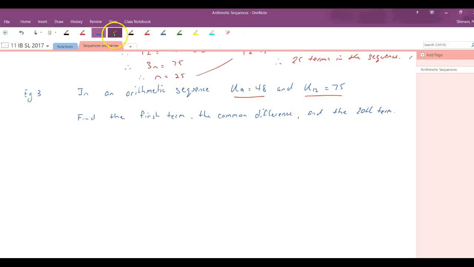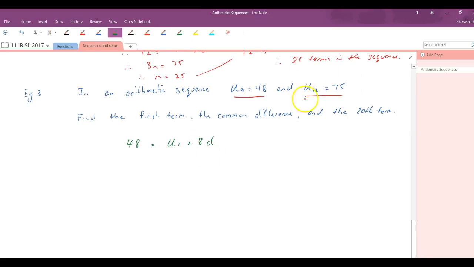Let me show you how we go about this. The 9th term is 48, so U9 is equal to 48, but we also know that U9 is equal to U1 plus n minus 1 d, 8d. Remember, this is n, so n minus 1 is 8. So U1 plus 8d is equal to U9, which is equal to 48. We're told that U9 is 48, so it might make more sense to just write that as 48 out the front. So 48 is equal to U1 plus 8d.